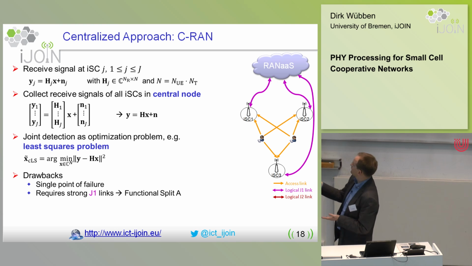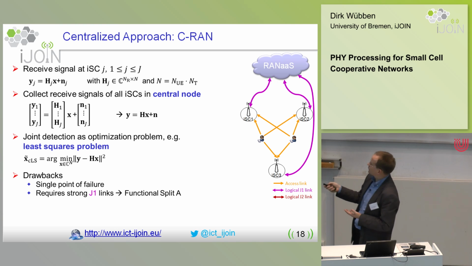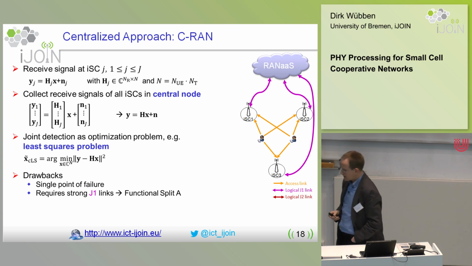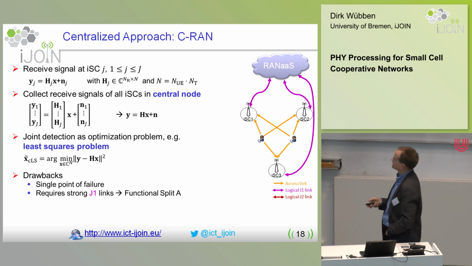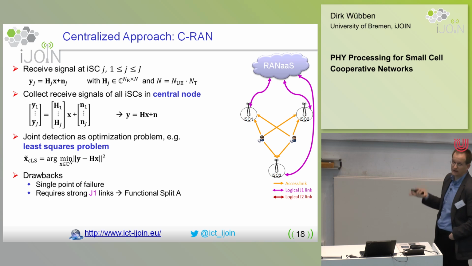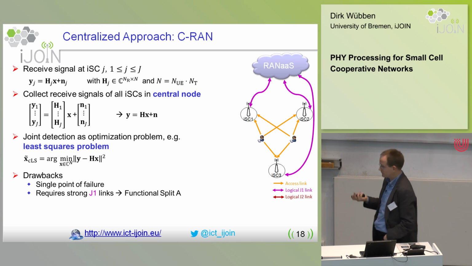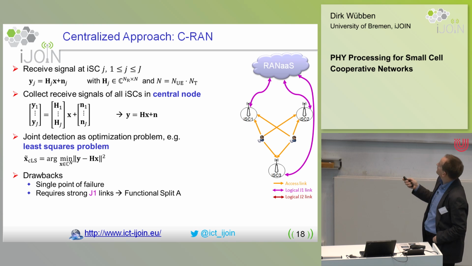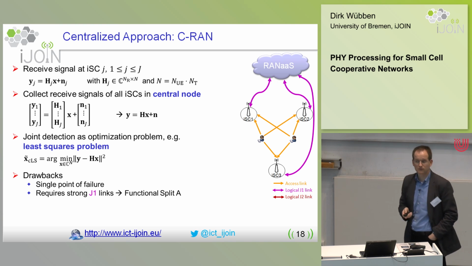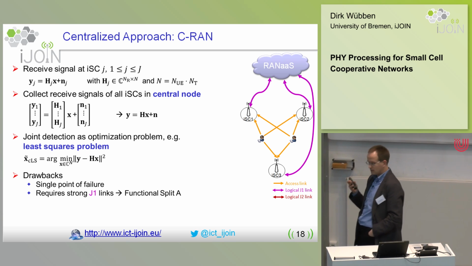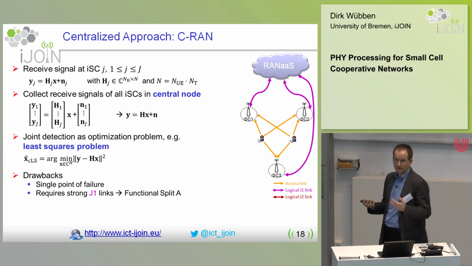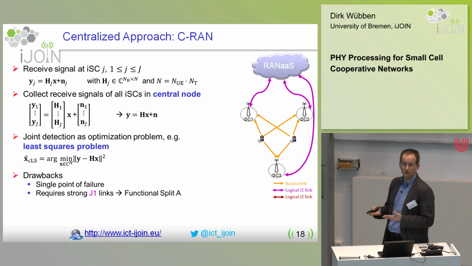Let's, for example, use the least squares problem. So we are looking for the estimated transmit signal which minimizes this distance. The drawback of this approach is, of course, that we have a single point of failure. So if the central node is corrupted or broken, then we have a problem. And also we have a strong requirement with respect to the J1 links, the connections from the ISCs to the RANners, which may also cover several kilometers, so over long distance.